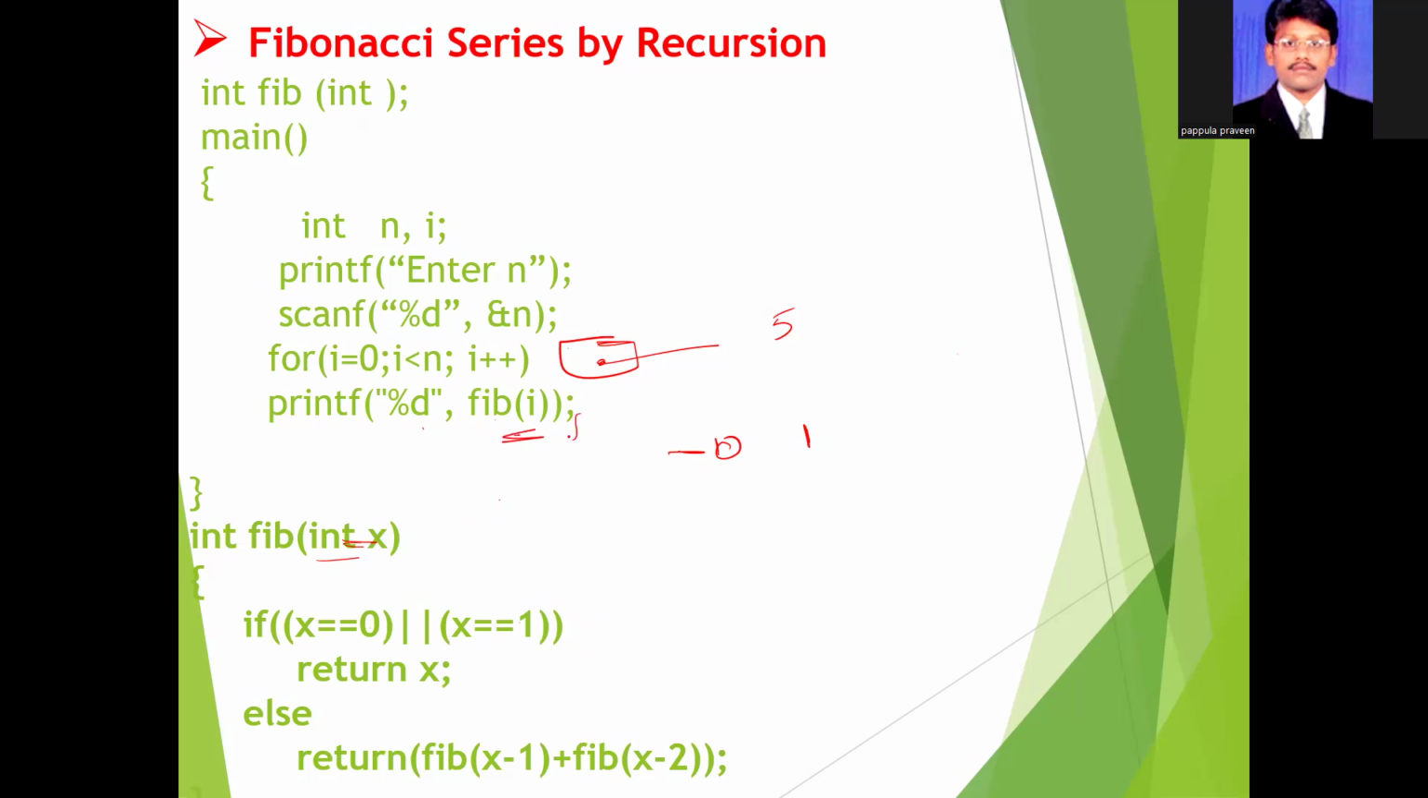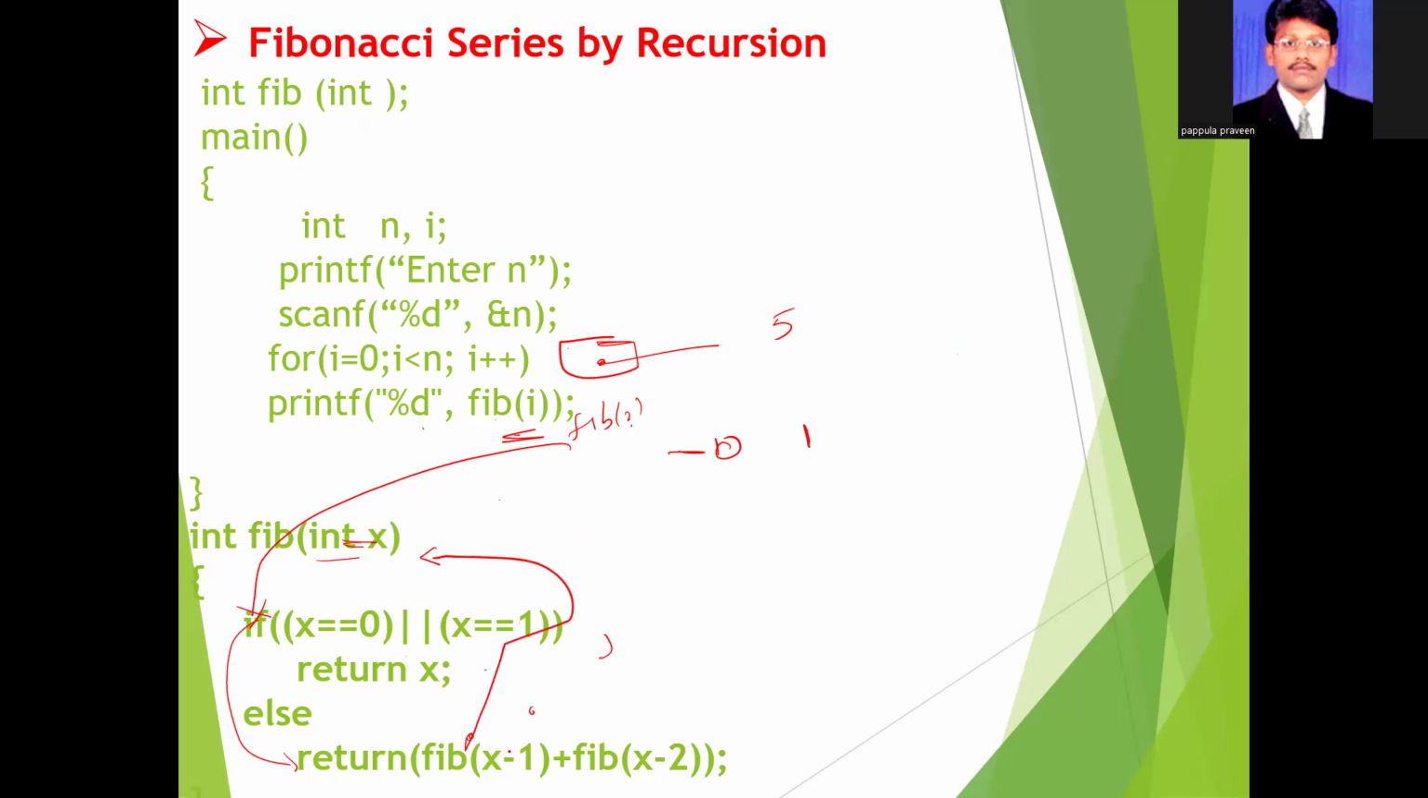Now, fib of 2. The control is changed. Now, this condition is not satisfied. Return fib of x minus 1. What is x minus 1? x value equal to 2. 2 minus 1, 1. You observe. x value equal to 1.